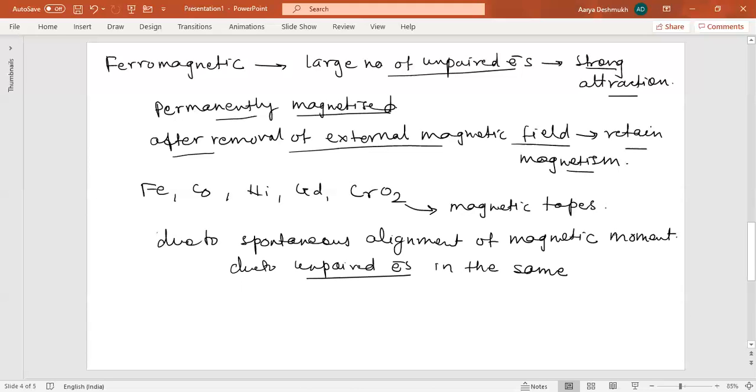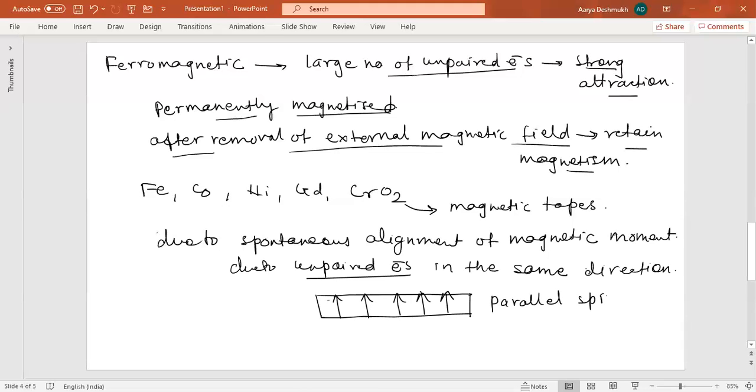It's all the electrons, those will be aligned with the same speed, in the same direction. Means you can show this diagrammatically like this. If the compound of the substance is ferromagnetic, it will align the electrons in this direction, that is with the parallel spin. Now, what is actually happening when this ferromagnetism is shown by the substance or the solid?